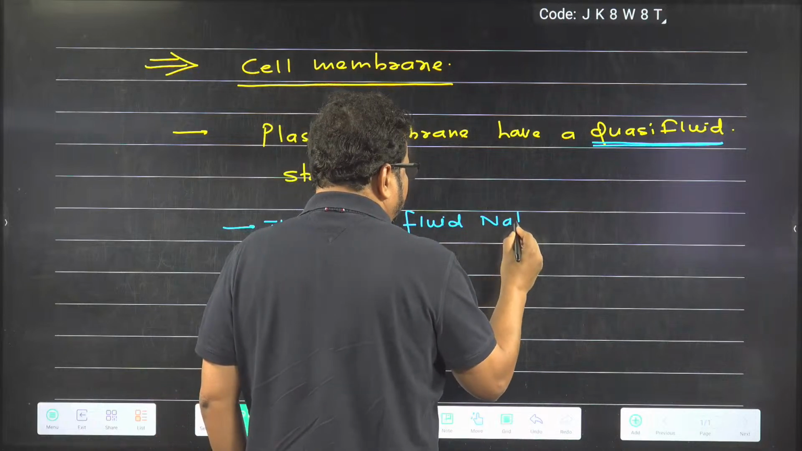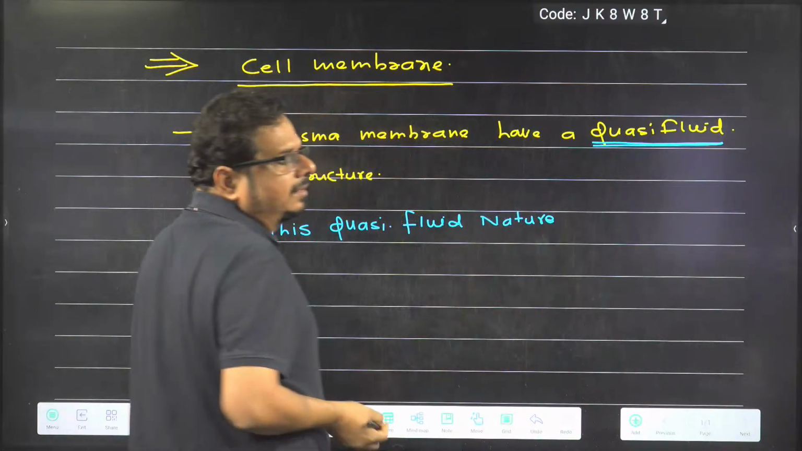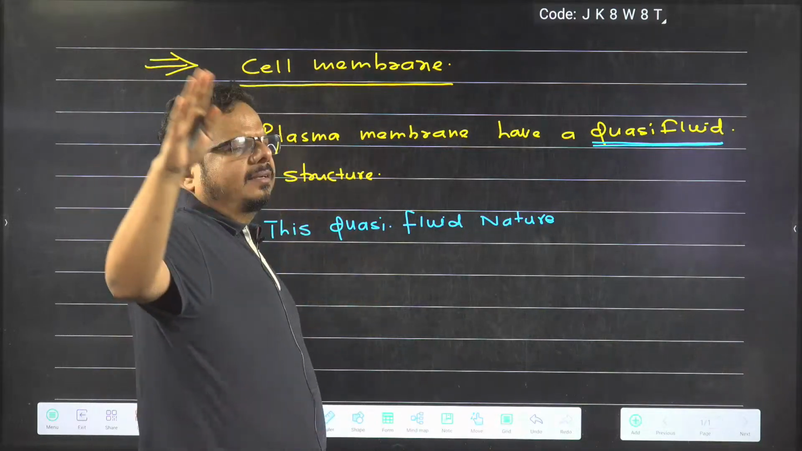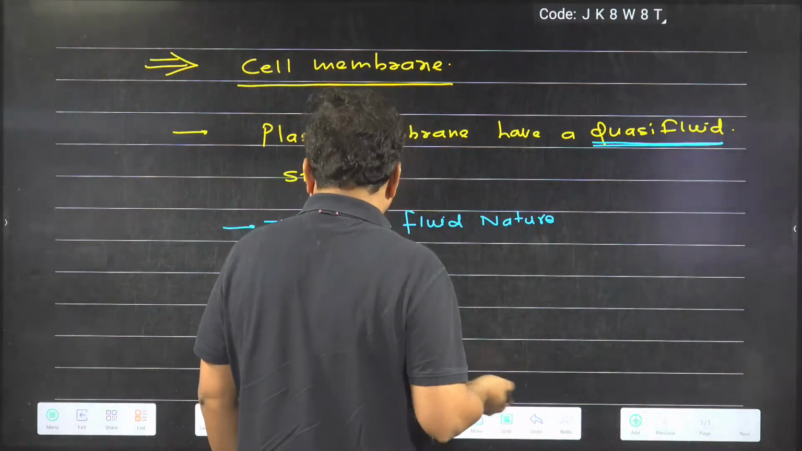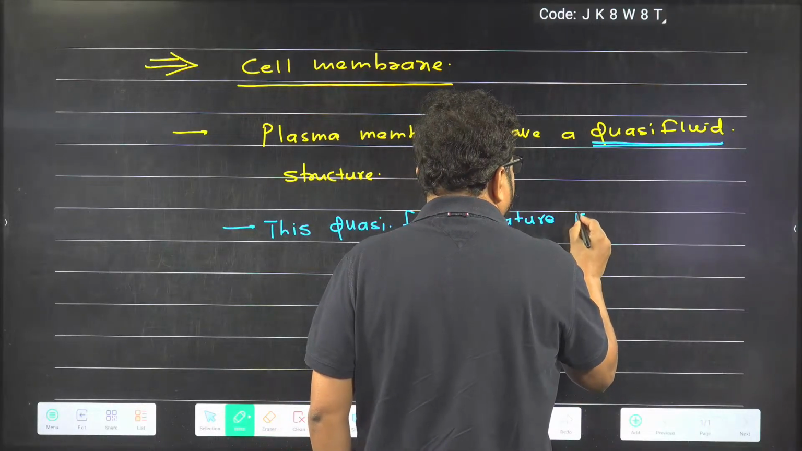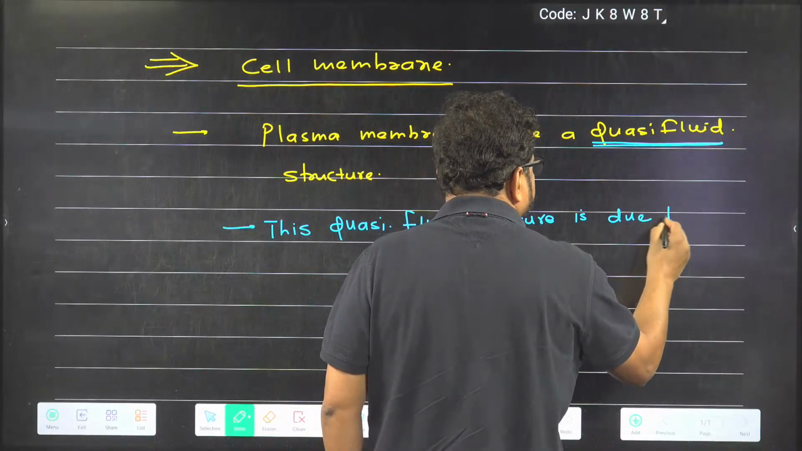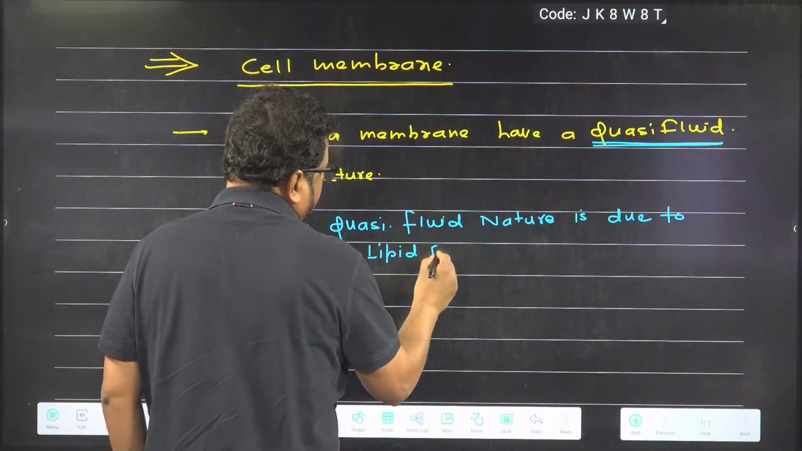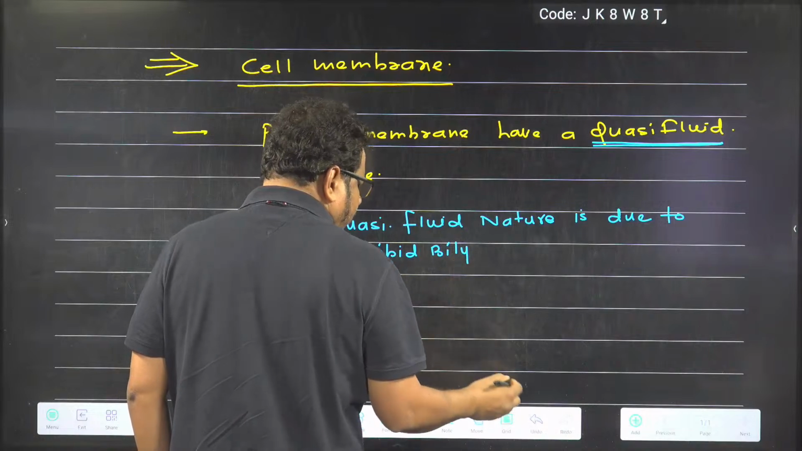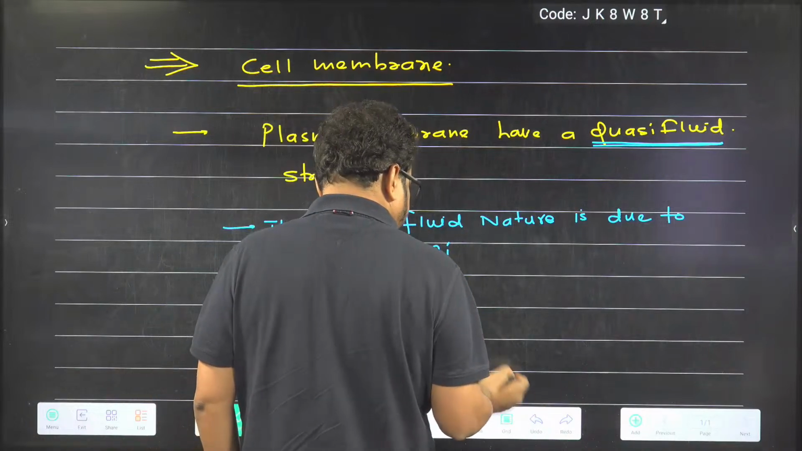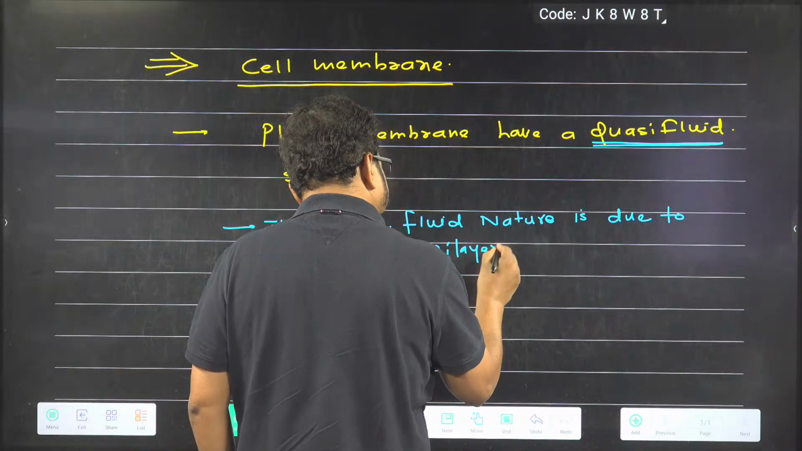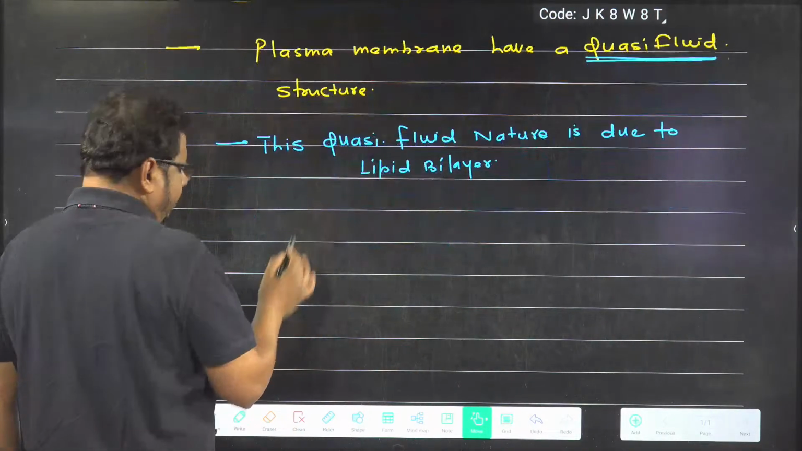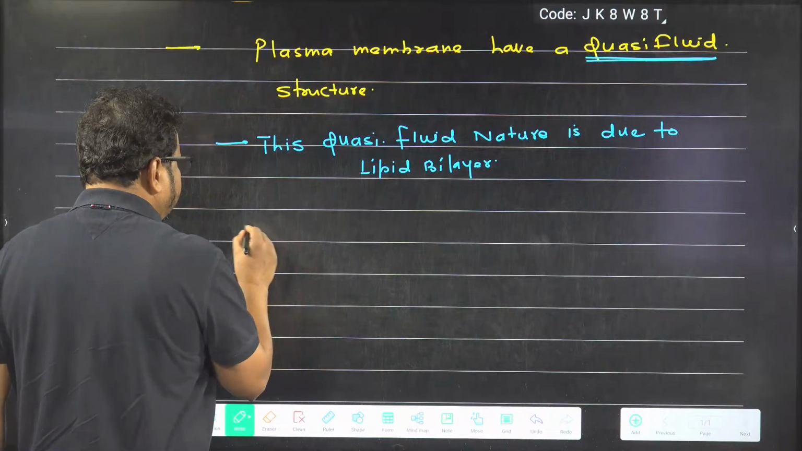It is in continuity of the last class, quasi fluid nature. So any student who joined today, don't worry. When you come to the campus or you can go to YouTube, it is better. You will find the study class. So quasi fluid nature is due to lipid bilayer. Lipid bilayer ensures the quasi fluid nature of the plasma membrane.